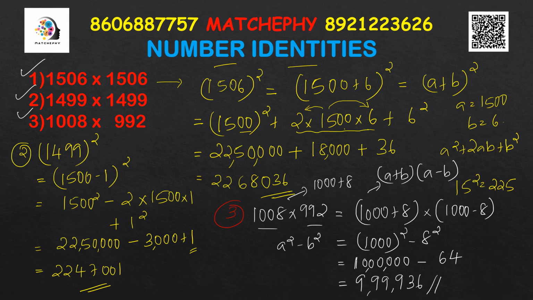So these three simple mathematical tricks, we can use and do it mentally. Without all these steps, all these steps can be done mentally if we try again and again, right? So this is a tip for today.